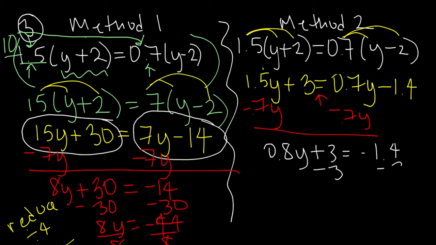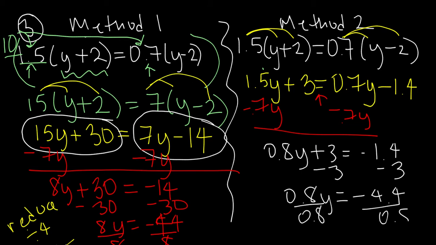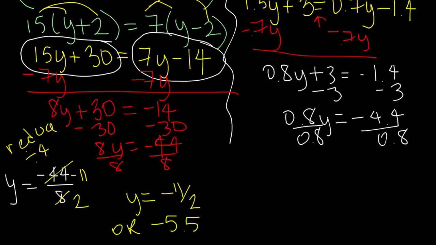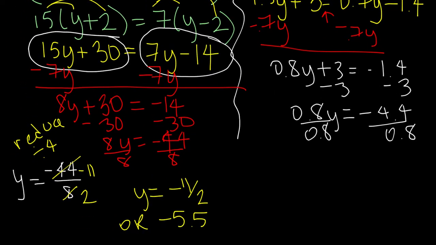Subtracting 3, 0.8y equals negative 4.4. And then dividing by 0.8, we would get negative 5.5. So same answer here. We just didn't multiply by 10, so we had decimals in the equation.